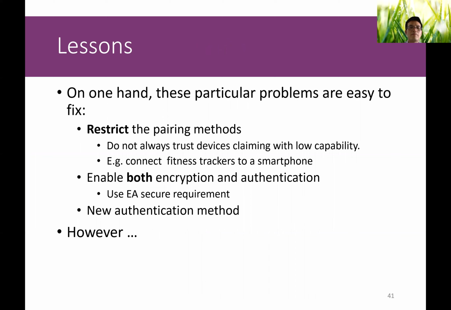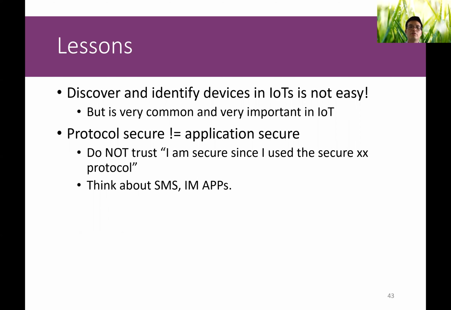To address these problems, on one hand, these particular problems can be easily addressed. For example, we can restrict the pairing method. The device should not always trust devices claiming low capability, or we can enable both encryption and authentication in practice. However, we should emphasize here that there exist fundamental challenges and trade-offs in BLE design and using BLE.